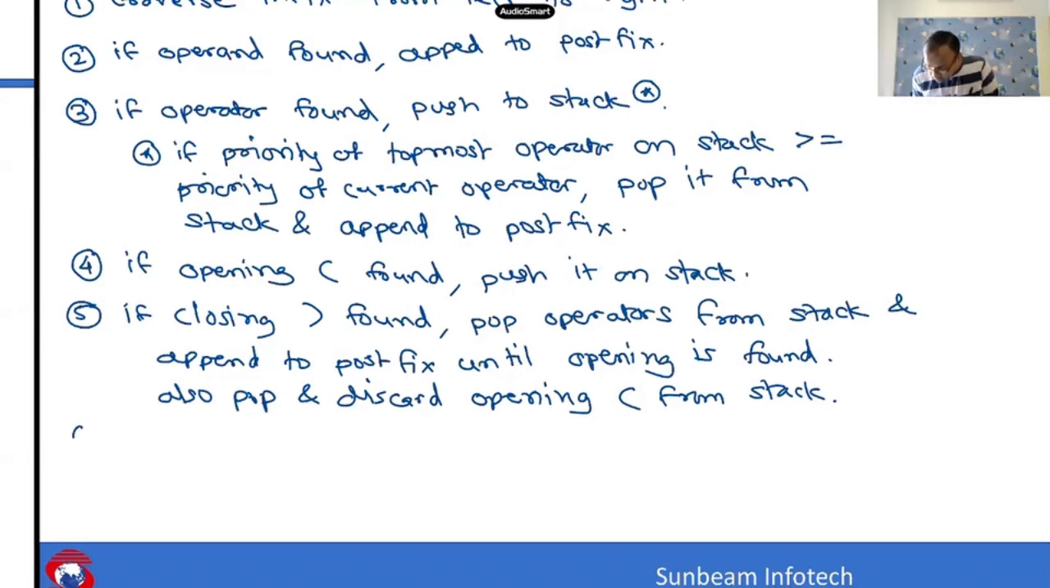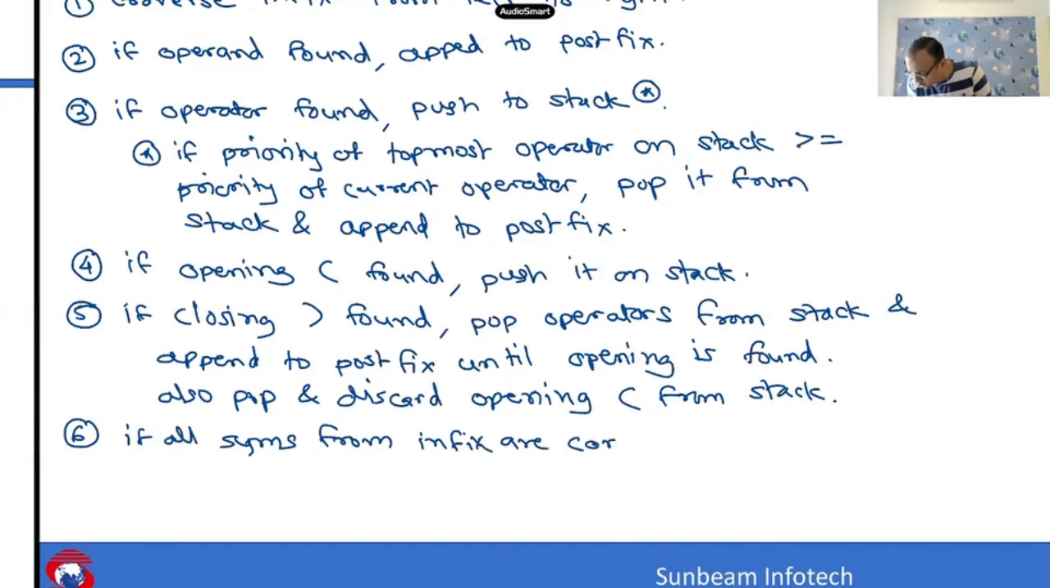Point number 6, probably the last point. What is the last point? If all symbols from infix are done, are completed, what is to be done?